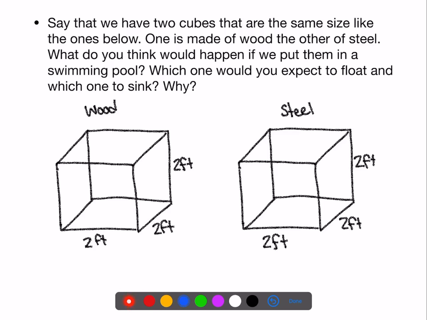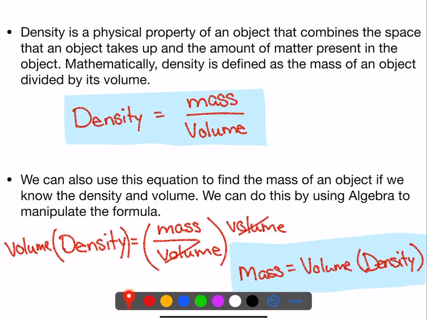The one that would probably sink would be the steel. The one that would probably float would be the wood. The reason why is the density of the object. So, density is a physical property of an object that combines the space that an object takes up, or the volume, as well as the amount of matter present in the object, mass.